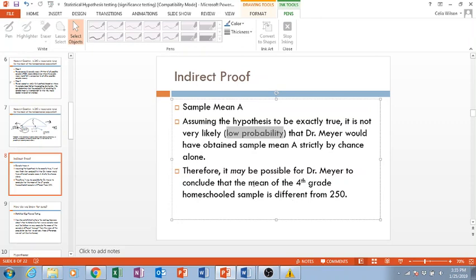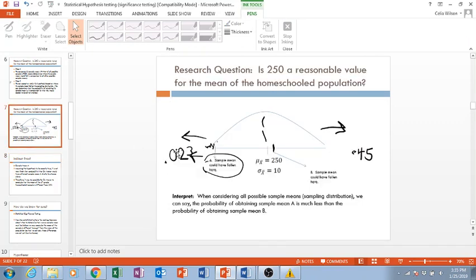All right, so let me go back up here and talk you through this again. So let's just assume that, let me get my pen back. One day I'm going to have a computer that works better than this one. Okay, so let's assume that his sample mean was right there. And let me just back up and say, remember, his hypothesis says the homeschooled mean is the same as the general population mean, which is 250.